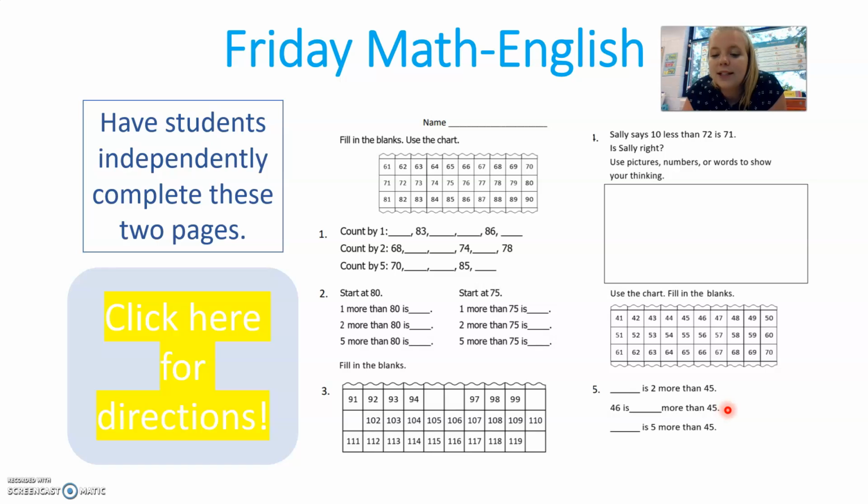This one says 46 is blank more than 45. So how many more is 46 than 45? Here's 45. 1 more is 46. Blank is 5 more than 45. So what is 5 more than 45? I'm going to let you figure that one out on your own.